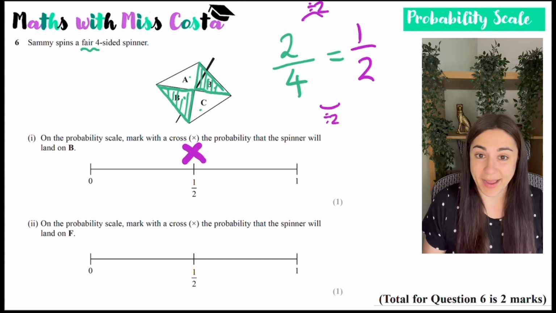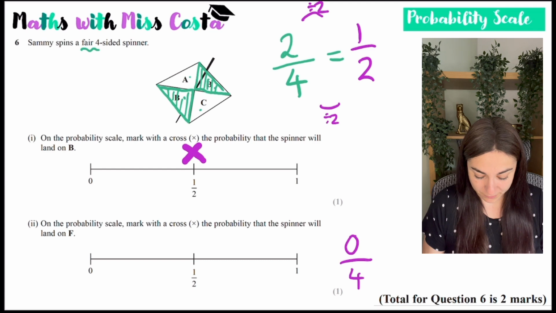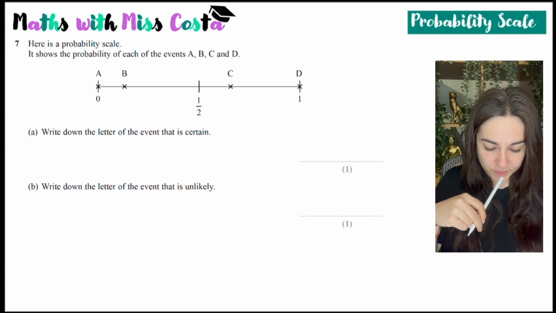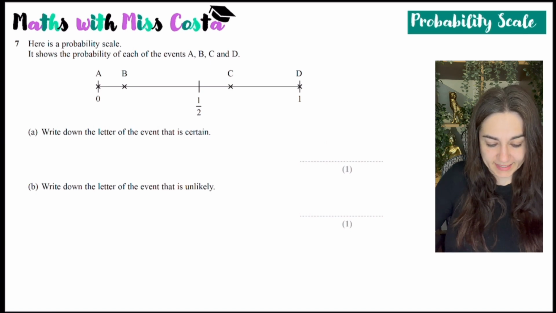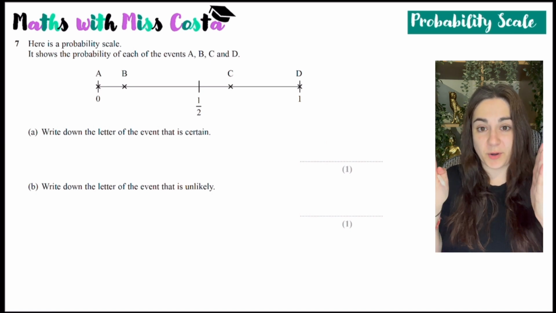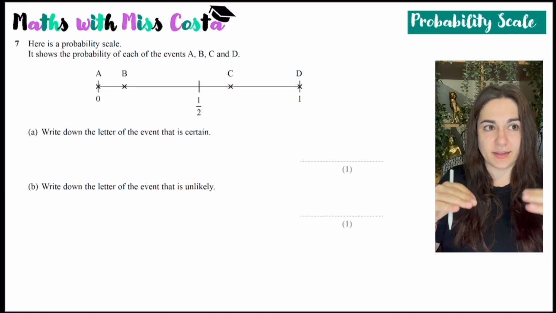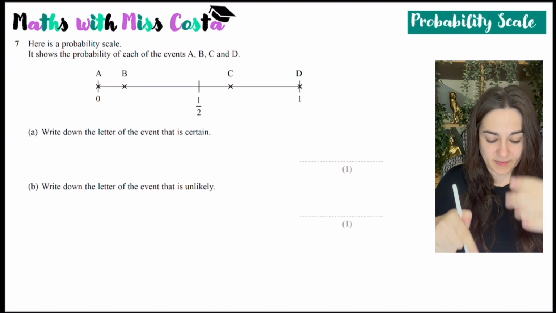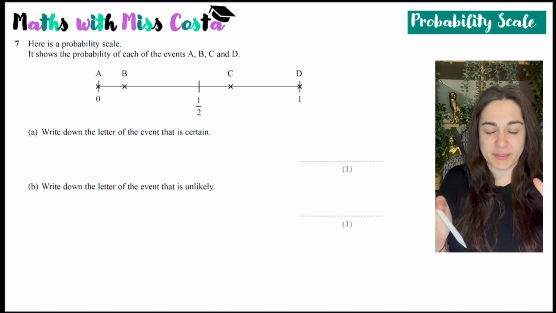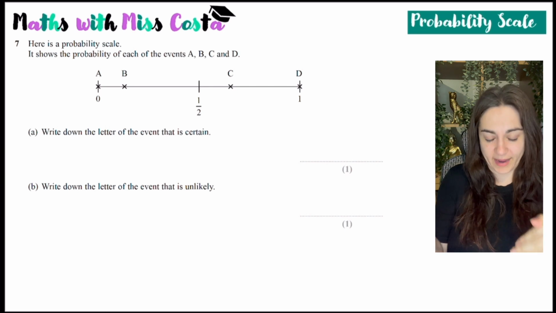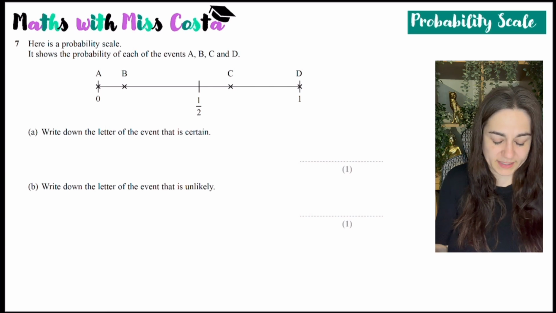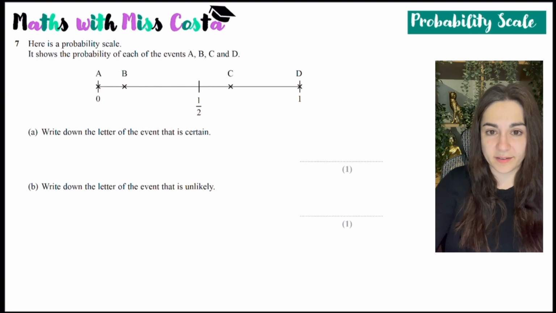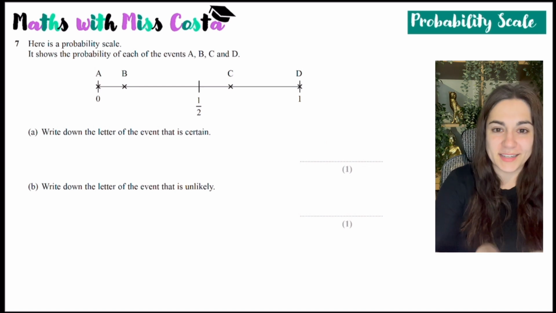Well, there are no Fs, so that would be 0 out of 4. So I'd mark my cross. Okay, now we've got the probability scale. The probability scale is always from 0 to 100, and 0 is the probability of something that's impossible, it never could happen. And 100, or 1 in this case, means it's absolutely certain, there's no way it can't happen. So people often say the probability the sun will rise tomorrow is 1, because in all of human history, the sun has risen.